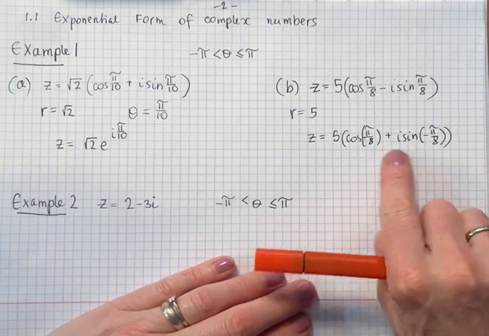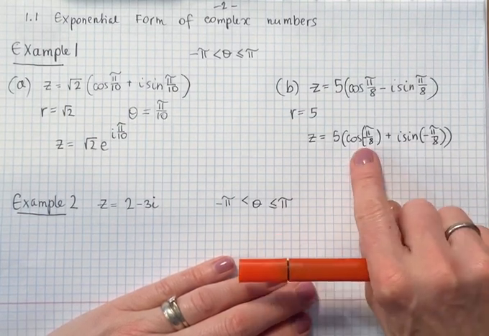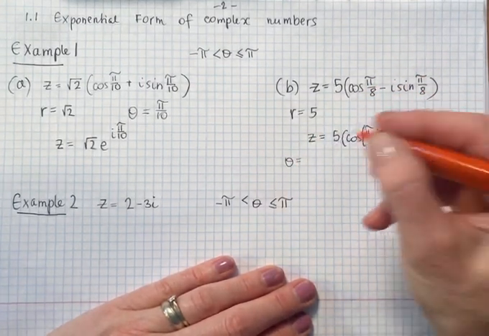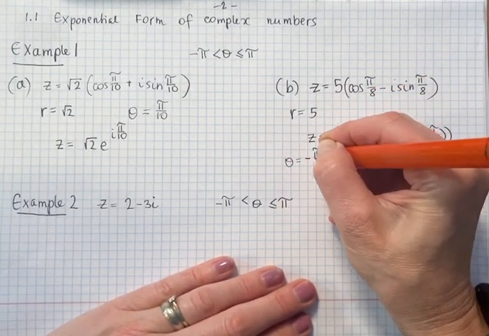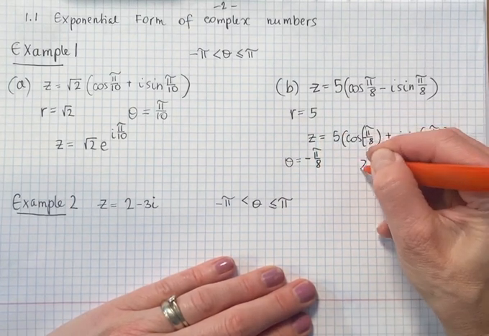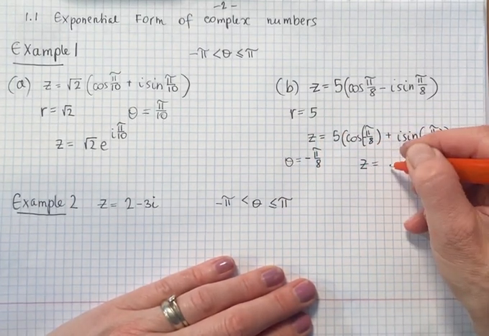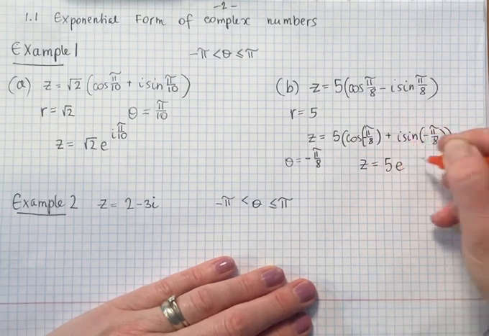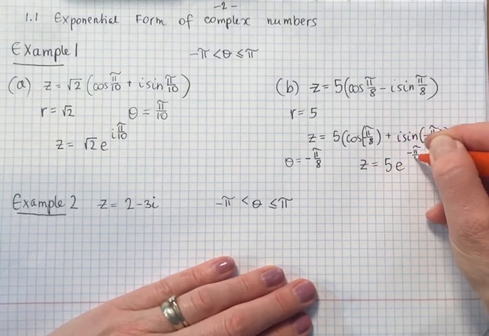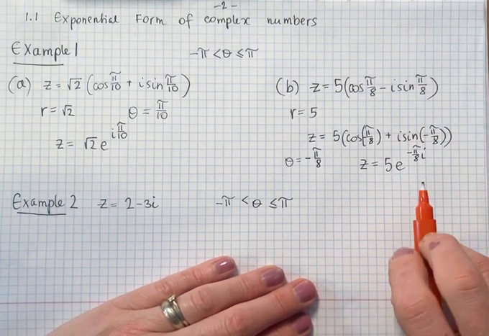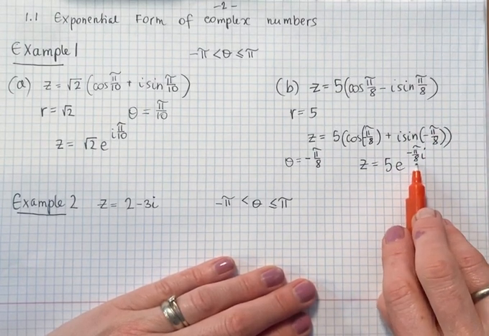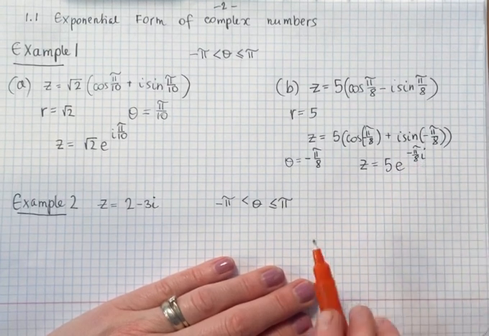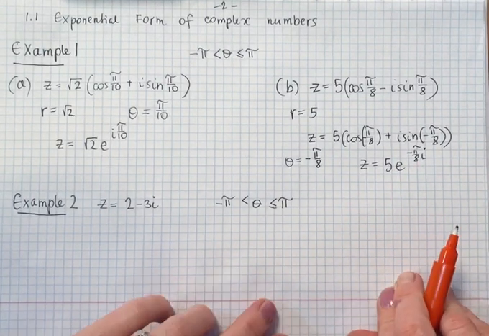Now you could see straight away that for this complex number the argument, the value of theta, is minus pi over 8. Therefore, in exponential form, we are going to write it as 5 e to the power minus pi over 8 i. I just realized that you will more often put i at the end if your argument is negative, because that was kind of an automatic thing I've done here.